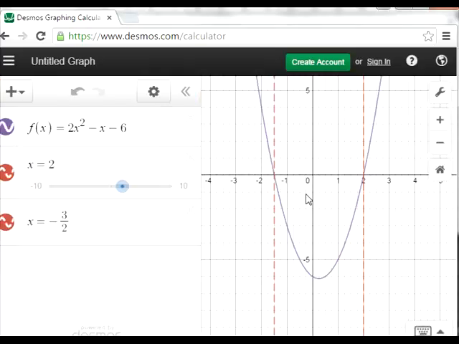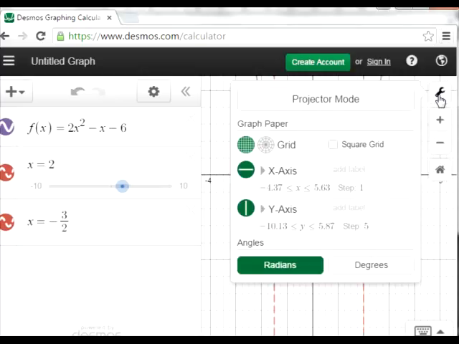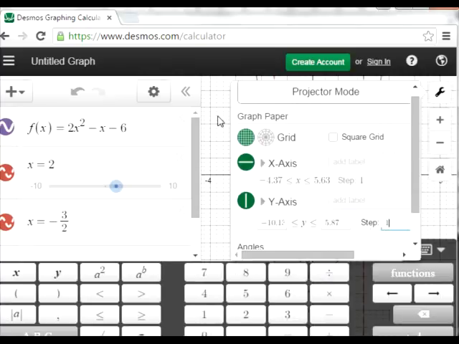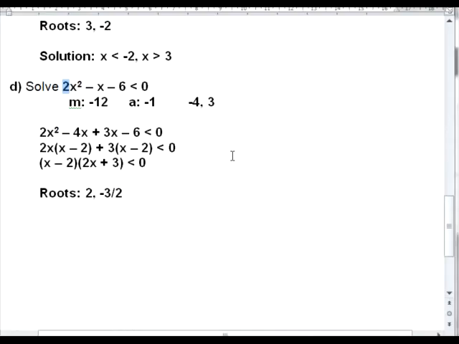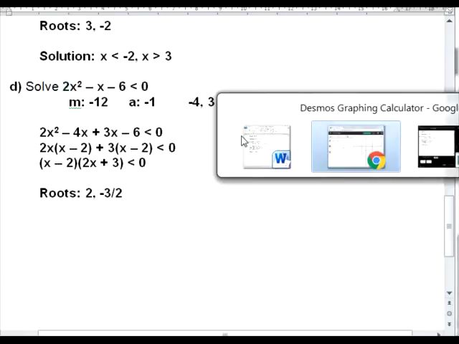Okay, so basically what we want to know is, there's my graph, there's my roots, it opens upwards, all is good. Probably for the class it won't be as fast as I am, but if you need to pause, the supply teacher, feel free to do so. Okay, so there's my graph, all's looking good. We want to know when the graph is less than 0.